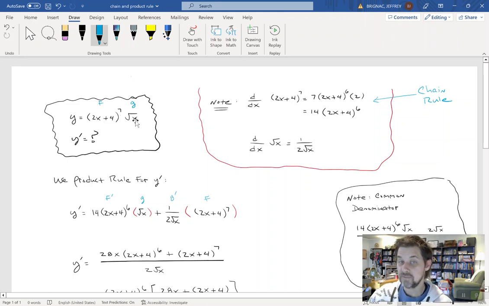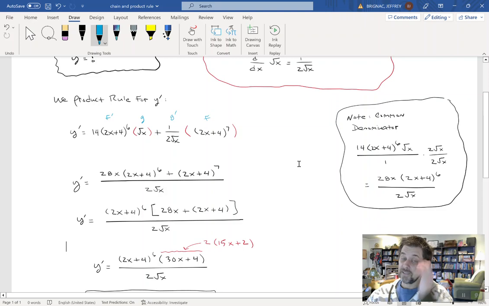Now, when you find the derivative of 2x plus 4 all to the 7th power, that will involve the chain rule. And that would look like this. I bring that 7 to the front, take away 1, I get a 6. The derivative of that interior function, 2x plus 4, is 2, and that gives me 14 times (2x plus 4) to the 6th power. The derivative of this other function, g, root x, is 1 over 2 root x. So that's everything I need to get started.